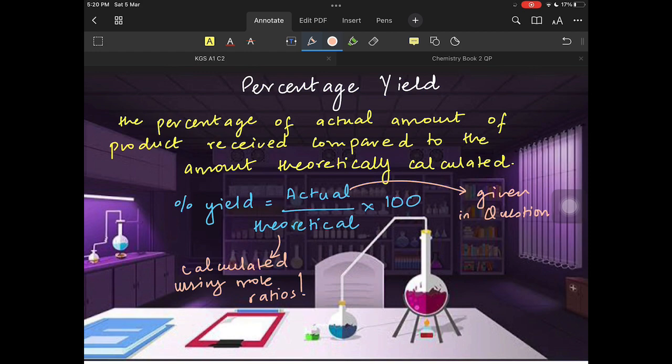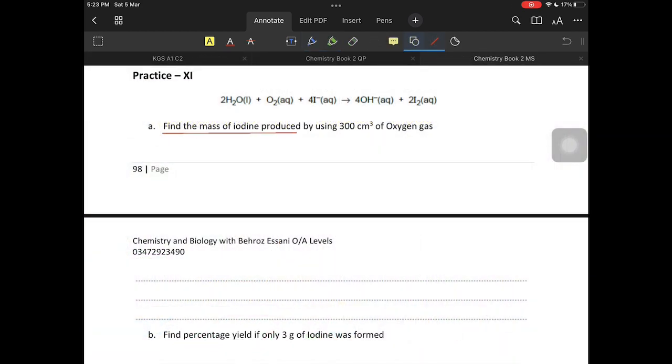So when we talk about it, let's try some practice. The question says, find the mass of iodine produced by using 300 centimeter cube of the oxygen gas. So we don't have the mass of iodine with us, but we do have the volume of the oxygen gas with us. So we know it's a three-step process, right?